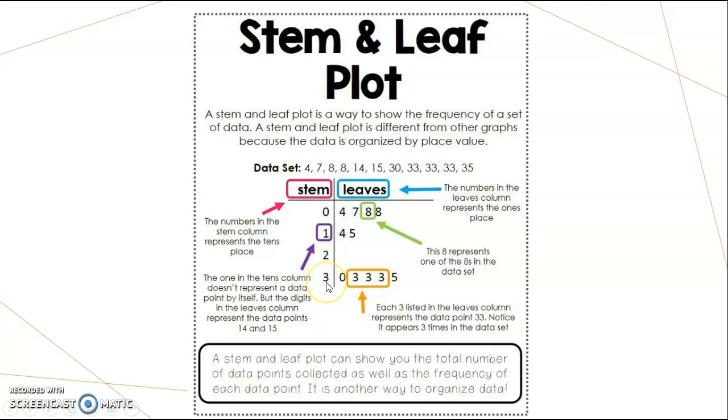And over here with the 3, there's 30, so you would put the 3 here in the front, and then you put 30. And then for 33, you put 3. Another 33, you put another 3. Another 33, you put a 3. And then 35, we put another 5. So then here, this is telling us 30, 33, 33, 33, and 35.